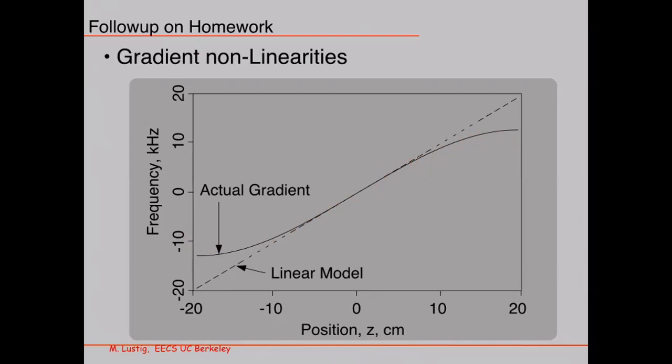Because remember, we map frequency to position. If we assume that the gradients are linear, then you think that something is going to be at a particular frequency and is going to map to a particular position, but because the gradients are nonlinear, then it's going to map to a different position.